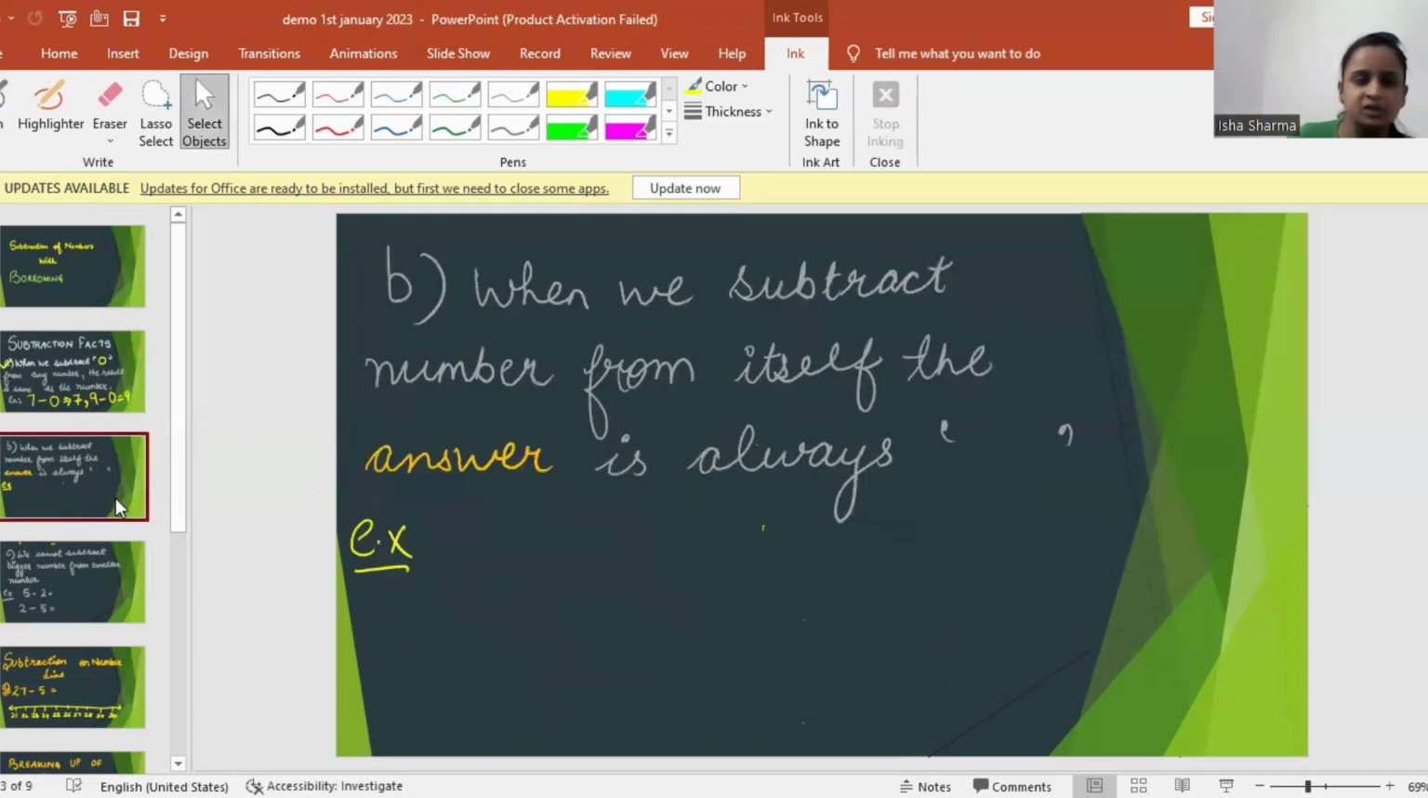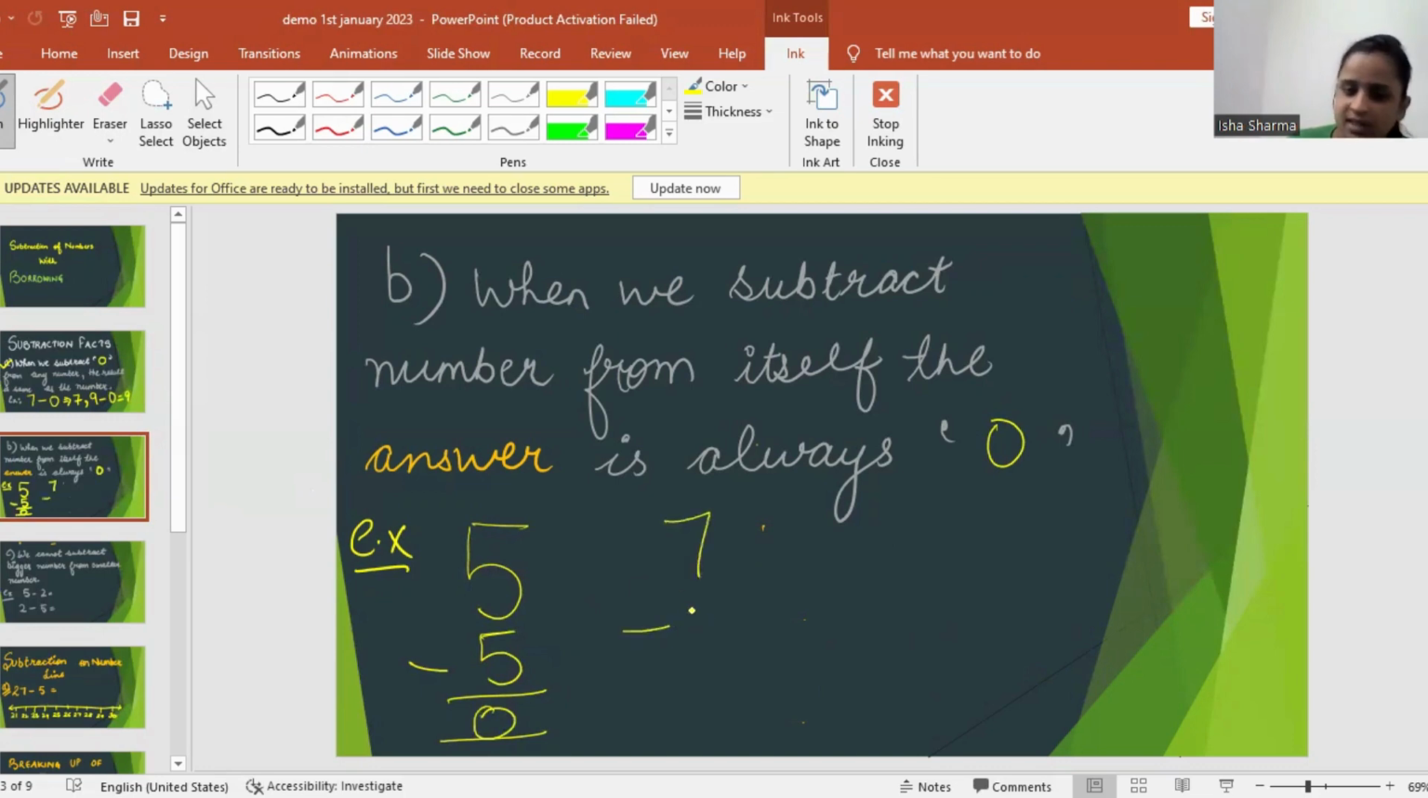The second subtraction fact is when we subtract a number from itself, the answer is always 0, which means if the number is 5 and I subtract 5 from 5, the answer will be 0. Let's say 7. 7 minus 7 is 0. 8 minus 8 is 0. And so on. Any number is given, and the same number we subtract, the answer will be 0 always.